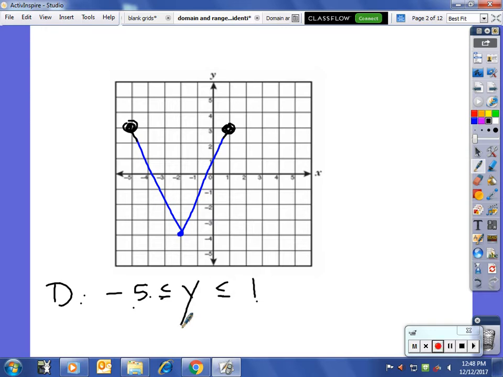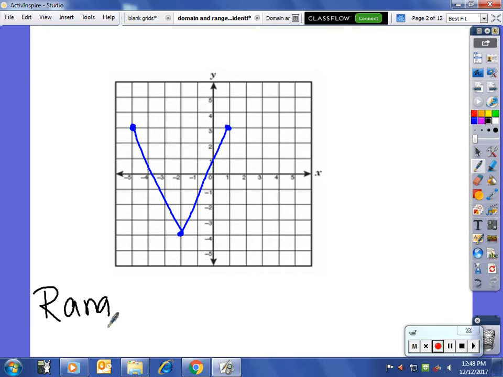Why could that never be domain? Yeah, domain should never be talking about y's. It should be talking about x's. Okay, now let's do range. Range is not left and right. Range is up and down, or the top and bottom of the picture. So you want to look at the highest values and the lowest.